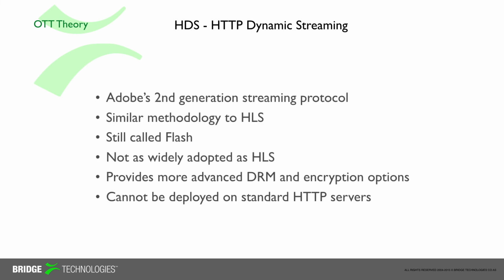It's very widely adopted because of that. HDS is Adobe's second generation streaming protocol. It's very similar to HLS in the way it works. It's still called Flash. It's not as widely adopted as HLS, so you don't see it quite as widespread. It provides more DRM options than HLS, but it can't be deployed on standard HTTP servers, so that's one of the limiting factors for HDS.